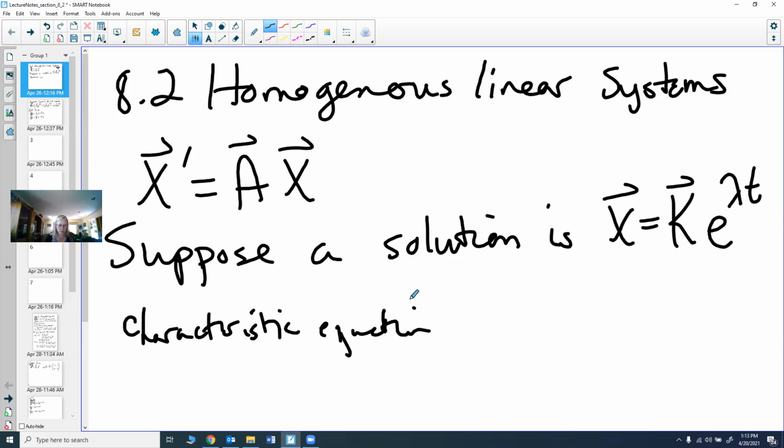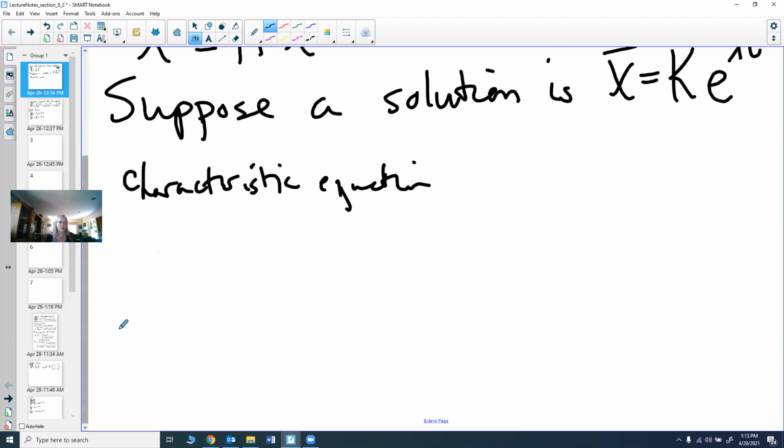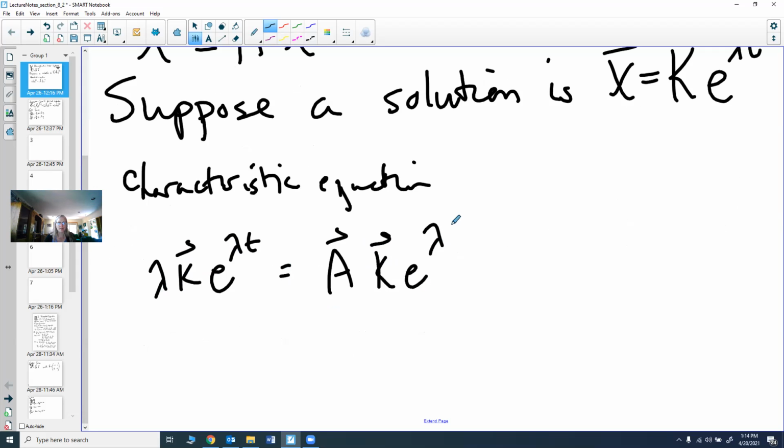And the characteristic equation is, again, where we're going to plug this in. So we're going to take the derivative of this. The derivative of this, of course, is lambda times k e to the lambda t. So we're going to have lambda times k e to the lambda t. That's what the x prime is equal to. And that's going to equal A times my x, which was k e to the lambda t.